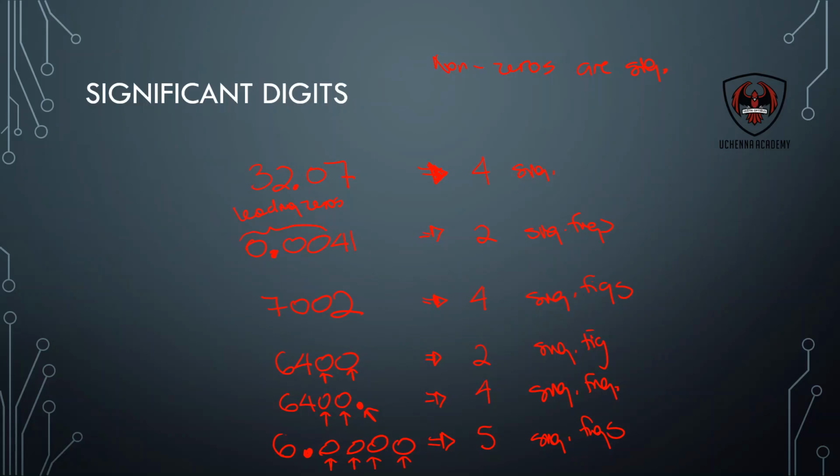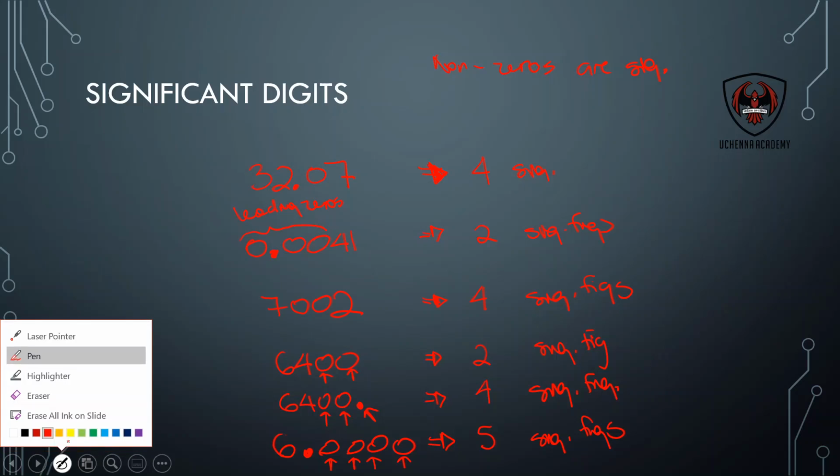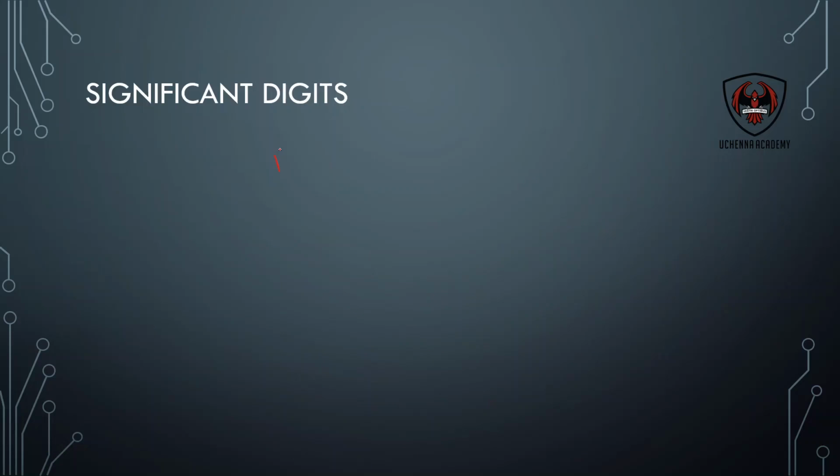Okay? So with having said all of that, let's go ahead and write down some rules of significant digits. The first rule is that non-zeros are significant. Anything that's not a zero is a significant digit. If I have a zero between non-zero numbers, so if it's sandwiched between, regardless of whether there's a decimal or not, a zero between non-zeros is significant. Yes, it is significant.